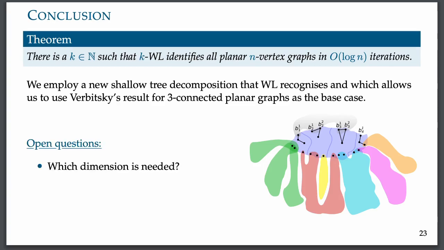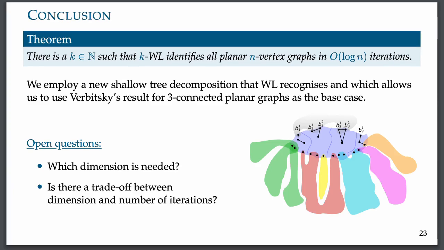As open questions remain, which dimension is actually needed to identify every planar graph with a logarithmic number of iterations? And is there maybe a trade-off between the dimension and the number of iterations? And finally, since planar graphs are graphs of genus 0, could this result somehow be extended to graphs only embeddable on surfaces of higher genus? What about the number of iterations on other graph classes?